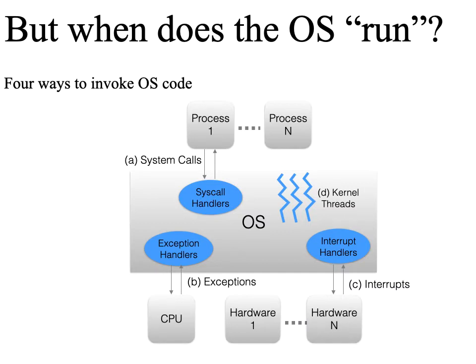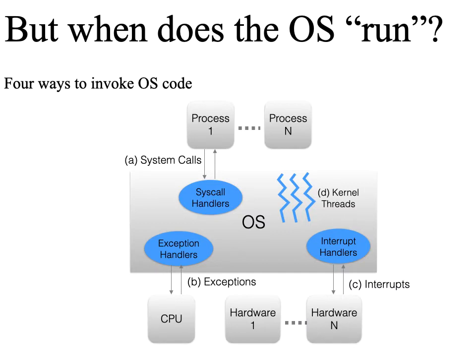The other common reason why OS code would execute is because of hardware interrupts. This is interesting, that hardware can actually invoke OS code. And how can it do that? By sending interrupts to the CPU.